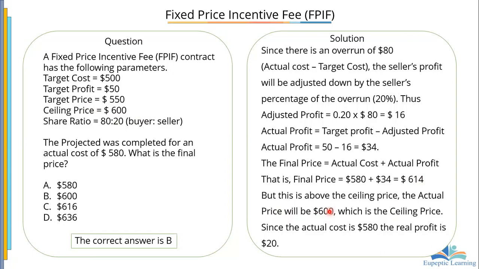That said, then it means that the actual cost is what? 580. And then the real profit is what? 20. I hope you get it here, because when we calculated, the actual cost was what? 500. In fact, that is what the project and the question said, 580. But we are paying 600. So the real profit on this is 20.